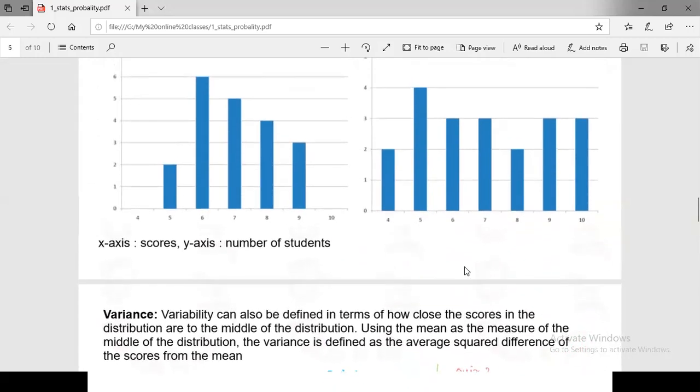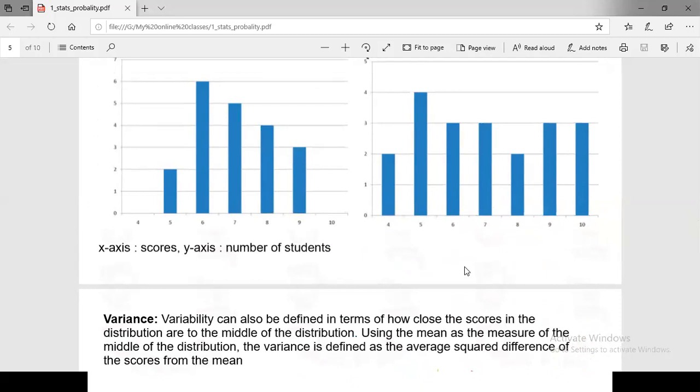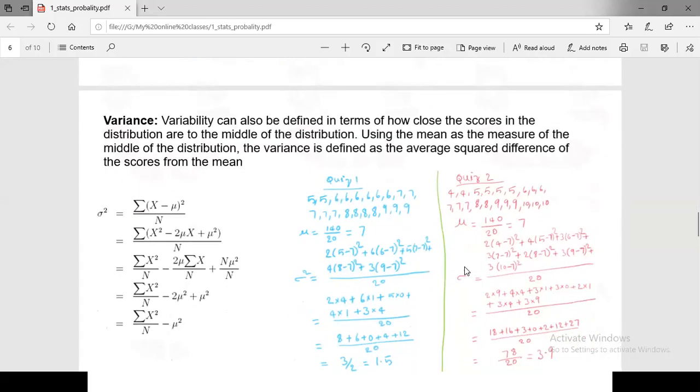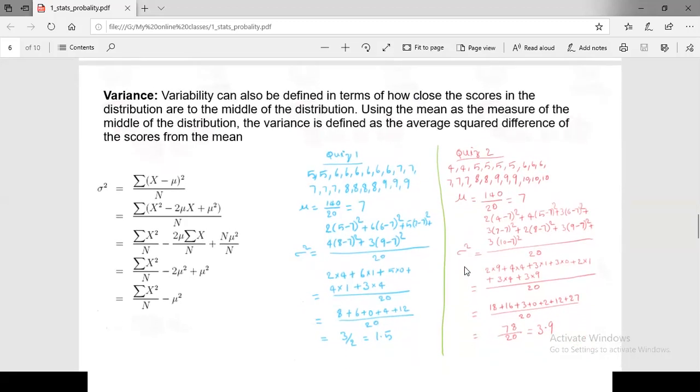What is quiz 1? Score 5 is how many? 2 times. Score 6 is how many? 6 times. Score 7 is 5 times. Score 8 is 4 times. Score 9 is 3 times. So total number of data points here is 20. Quiz 2 is the same thing, as I explained in the bar chart: 5 is 4 times, 6 is 3 times, 7 is 3 times, 8 is 2 times, 9 is 3 times, 10 is 3 times.